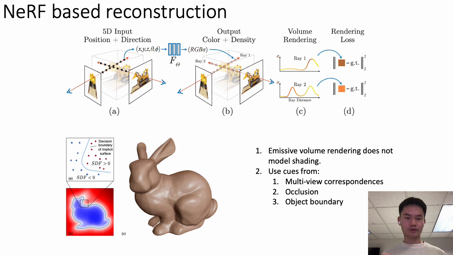NeRF-based reconstruction algorithms integrate density and radiance fields with emissive volume renderers. The emissive volume renderer models consider each point in 3D as a particle that emits and absorbs light. This rendering model does not model shading. The removal of shading makes the inverse problem much easier to optimize, but makes this type of algorithm hard to use shading cues. So through analysis, we realize this algorithm mainly uses multi-view correspondence cues. It can also use cues from object boundary and occlusions due to the ray marching property.